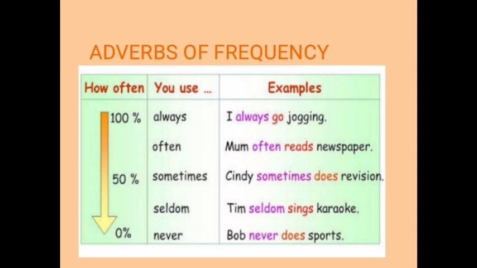Always: I always go jogging. It's 100 percentage. Often: Mom often reads the newspaper. Then sometimes: Cindy sometimes does revision. Seldom: Tim seldom sings karaoke. Never: Bob never does sports. So these are further examples of using the adverbs of frequency. They tell the chance of things that will happen, or how often an action will happen. We can use these words when we are talking about our habits, or when we are talking about something that is going to happen. How often will it happen?